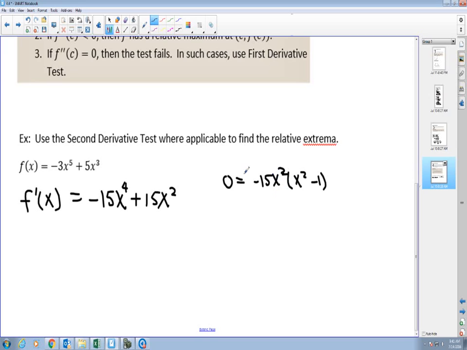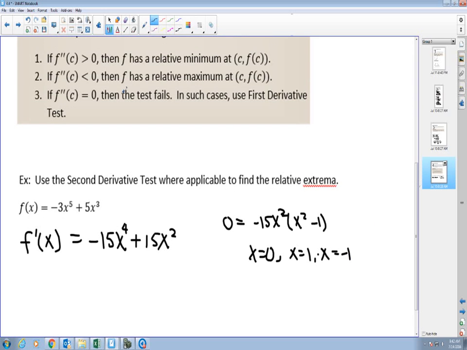Alright, so x squared is equal to 0, x equals 0. x squared minus 1 is (x plus 1)(x minus 1), so setting each one equal to 0 gives 1 and negative 1. Alright, so these are my critical numbers. Okay, and these are my c.